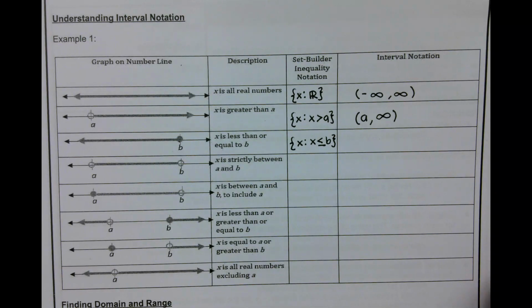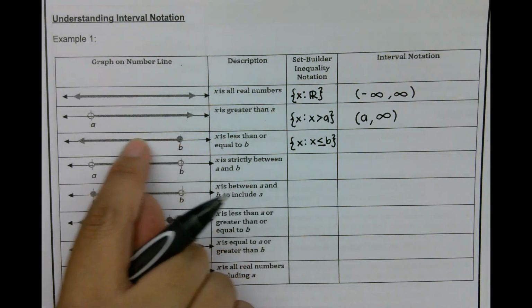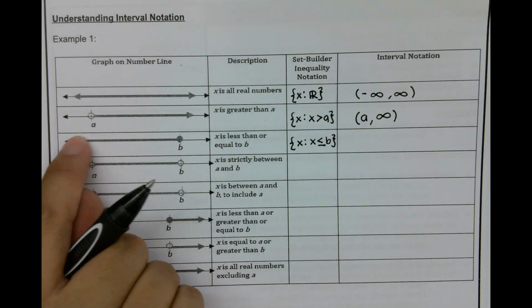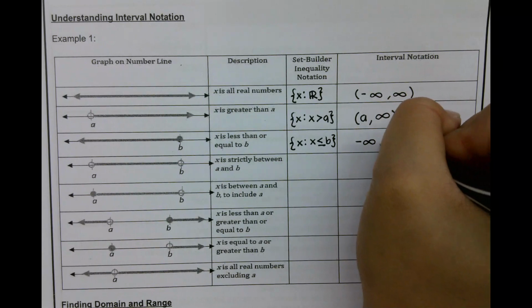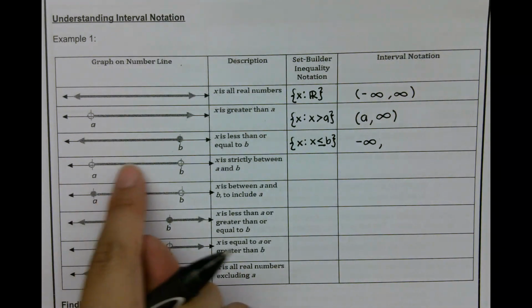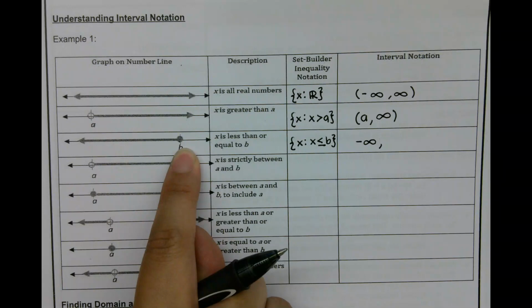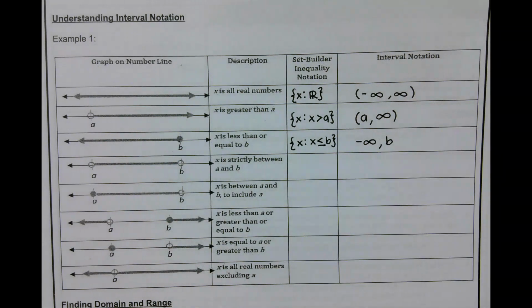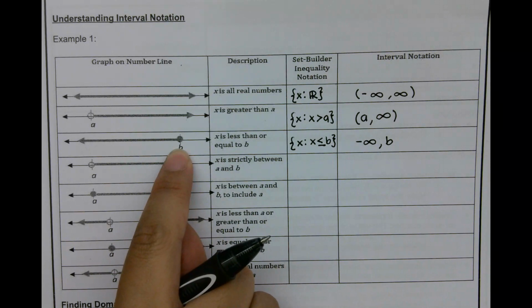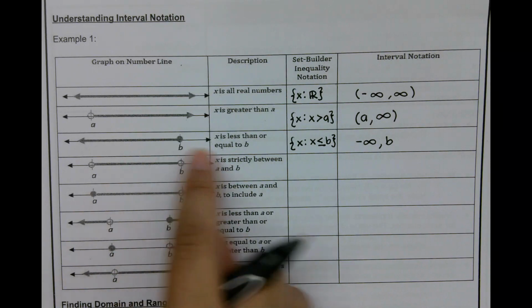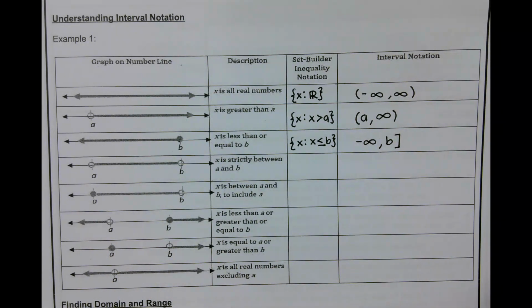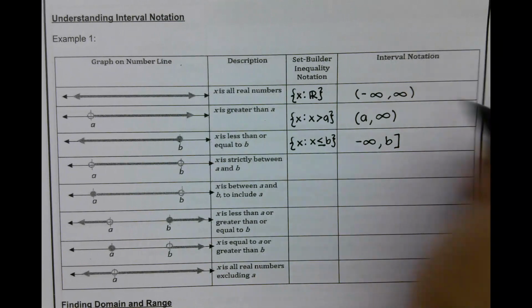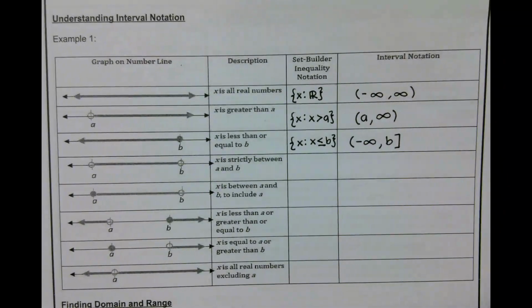In interval notation, I start with my smaller number. Since this is going to the left forever, indicated by the shading and the arrow, it's going towards negative infinity. Then the biggest number that it stops at here would be B, so I would put B. Because B is included, it's a closed circle, it has the equal to, I'm going to use a bracket. And on the other side, negative infinity, the infinities always come with parentheses.